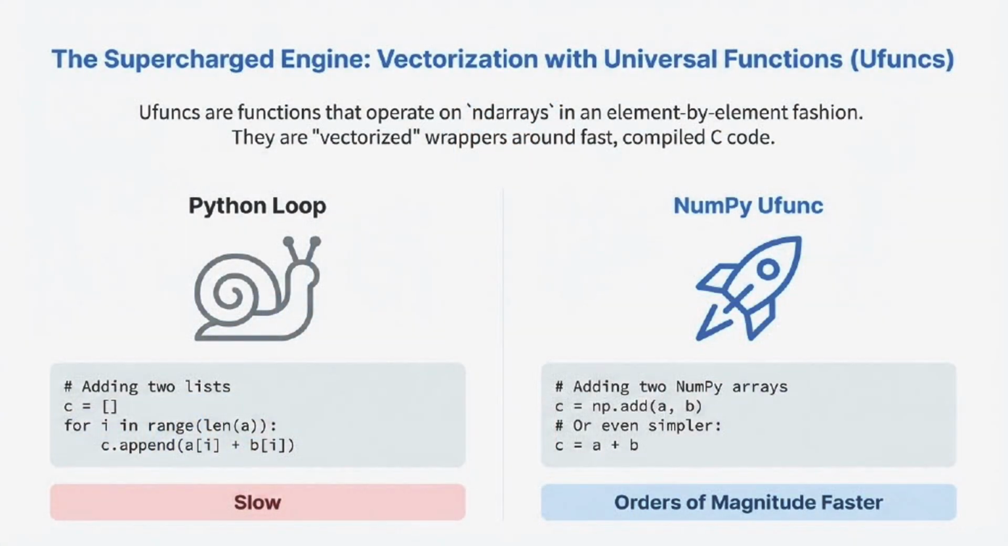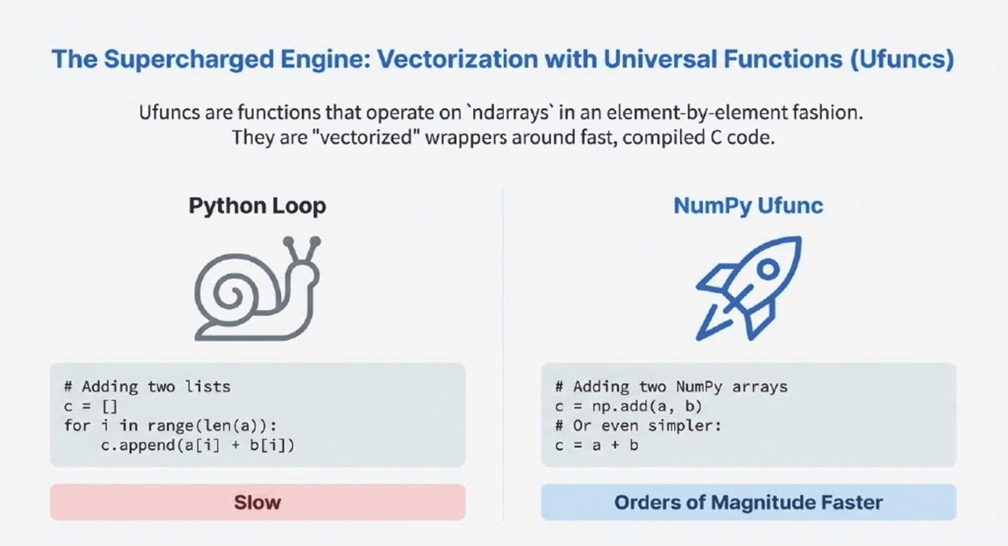Universal functions, or ufuncs, perform operations element by element. They replace slow Python loops with fast C-based execution. This makes NumPy code cleaner and much faster. Operations like addition or multiplication happen in one line.